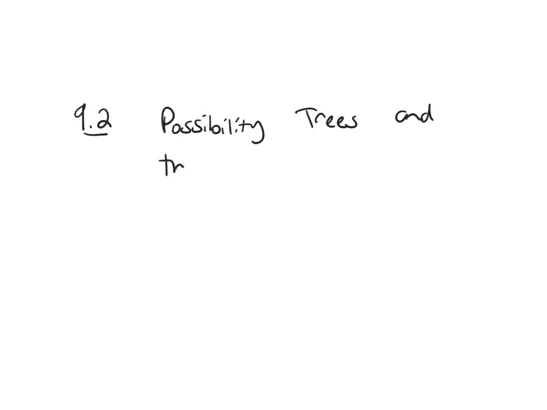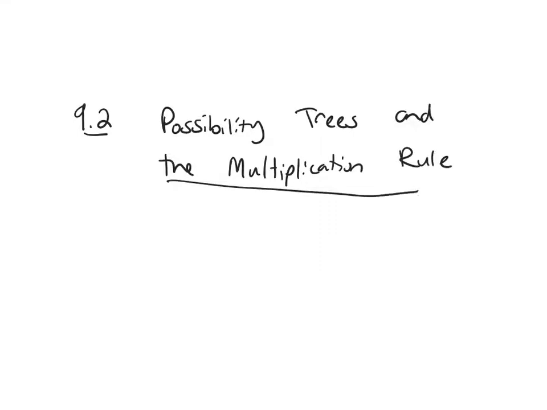Let's start section 9.2, which is about possibility trees and the multiplication rule. So we're going to start with what a possibility tree is. So let's start with that definition.